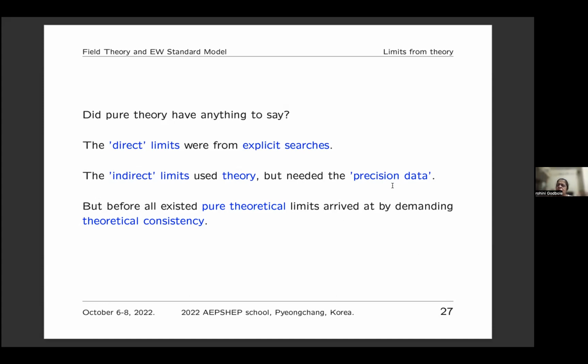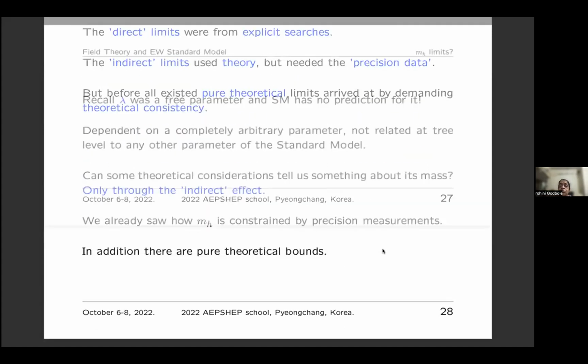Do we have any pure theoretical limits which are arrived at by demanding theoretical consistency of the model? This actually refers back to one of the questions that somebody had asked me at the end of the first lecture: does the form of the scalar potential that has been assumed, and loop corrections to that scalar potential, have anything to say about the theoretical consistency of the model as you change the one parameter in the theory, namely lambda, which has nothing to do with the rest of the parameters, but which is actually related to the Higgs mass?